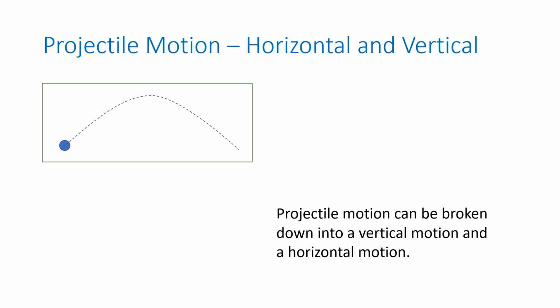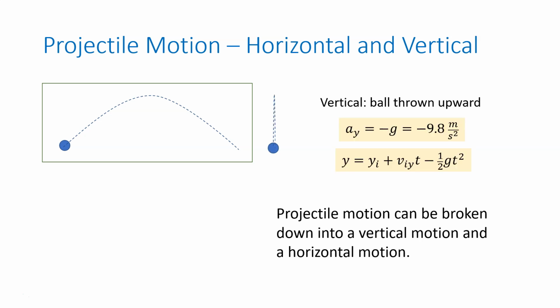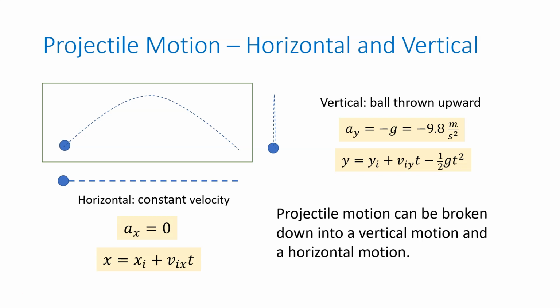First, let's talk about projectile motion more generally. When an object is thrown near the surface of the Earth, and in the absence of air resistance, it takes a parabolic path. That motion can be broken down into a vertical motion and a horizontal motion. In the vertical direction, also called the y direction, the motion is the same as a ball thrown straight upward. In the horizontal direction, also called the x direction, the motion is the same as an object moving with constant velocity.